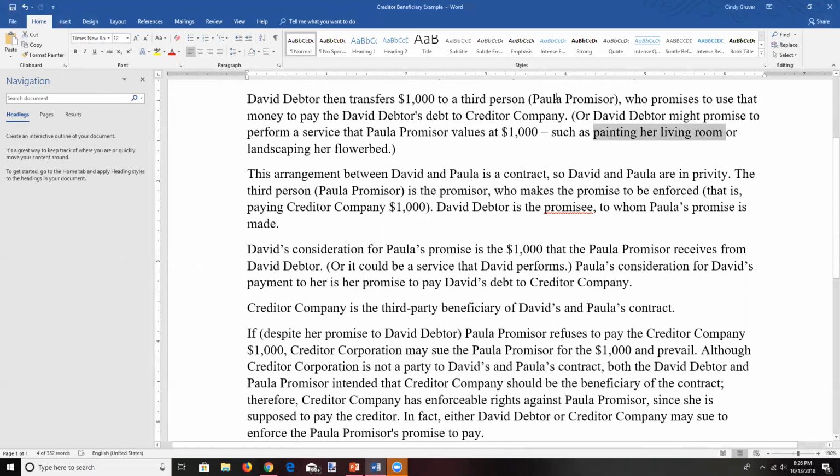But that's not the promise that we're really going to focus on here. We're going to focus on Paula's half of the deal, because after all, David Debtor is not doing this out of the goodness of his heart. Paula Promiser promises to transfer $1,000 to the creditor company that David owes money to, so that David will no longer owe Creditor company any money. It's going to erase that debt. This arrangement between Paula and David is a contract, so of course David and Paula are in privity.